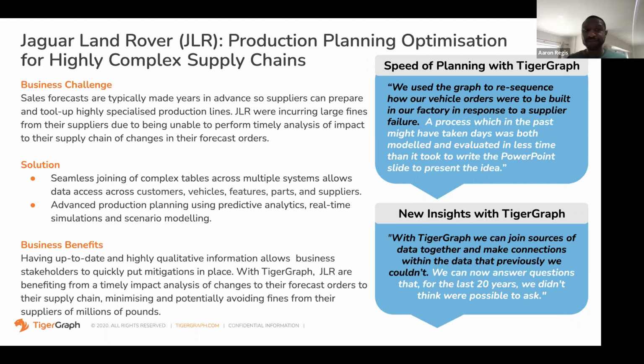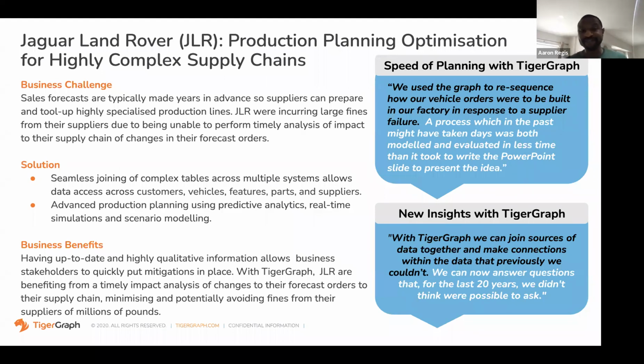And so what they needed to do was take data from several tables and several systems and join them. And that was right away, like I said, from customers, vehicles, features, parts, suppliers, so that once they put that data in TigerGraph, they can now start doing advanced production planning. So predictive analytics, real-time simulations, and scenario modeling. These were all the things that they were able to do. And in a few slides, I'll show you exactly how they were able to do that.